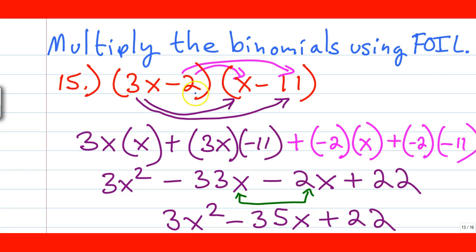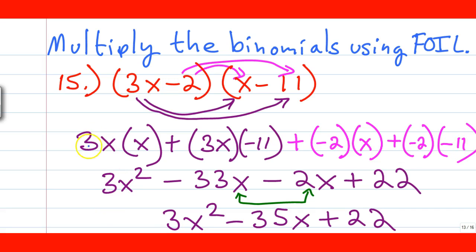The I stands for multiplying the inner two terms, so a negative 2 times an x, so I carry down a negative 2 times an x here. And then the L stands for multiplying the last two terms together, so the negative 2 times the negative 11. So I have a negative 2 times a negative 11.